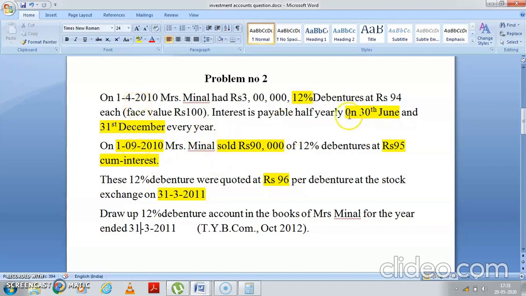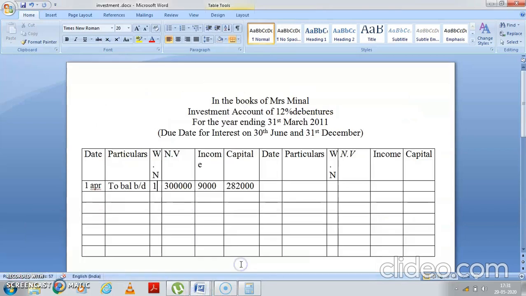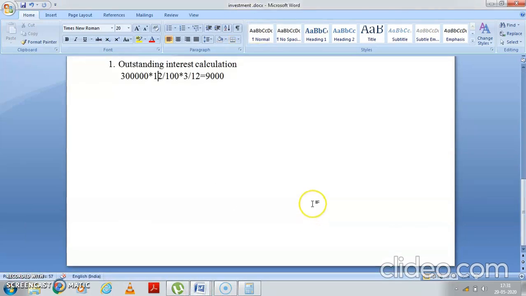और सितंबर के बीच में क्या है आपका? जून। तो जून में आपको 6 मंथ का इंटरेस्ट मिलेगा कि नहीं? कि every 30th जून और 31st दिसंबर आपको इंटरेस्ट मिलेगा। तो ऑब्वियसली सितंबर से पहले आपको जून आ रहा है, तो जून में you will be getting an interest. सो आपका सेकेंड एंट्री, सेकेंड ट्रांजेक्शन आएगा, calculation of interest. आपका सेकेंड वर्किंग नोट is calculation of interest.